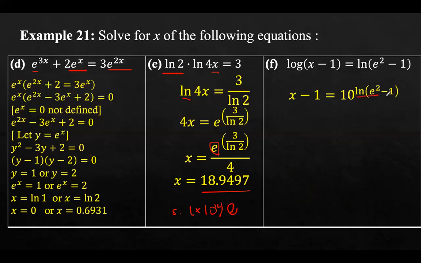Remember, this part is a power. Maybe some of you are confused; this small letter means that it is a power. Then if you use a calculator, 10 to the power of ln, bracket e squared minus 1 bracket, you get 71.55. So x minus 1 equals 71.55. Therefore x equals 72.55. If you are not sure how to press this, please ask.